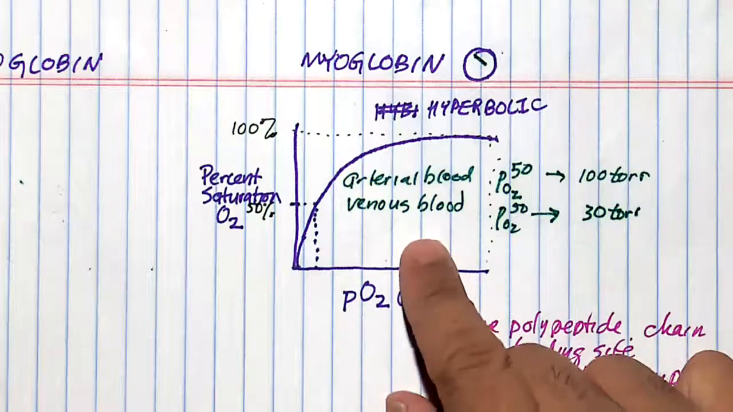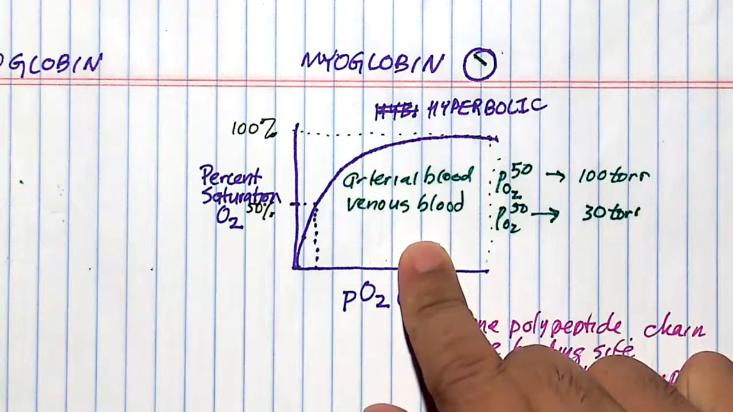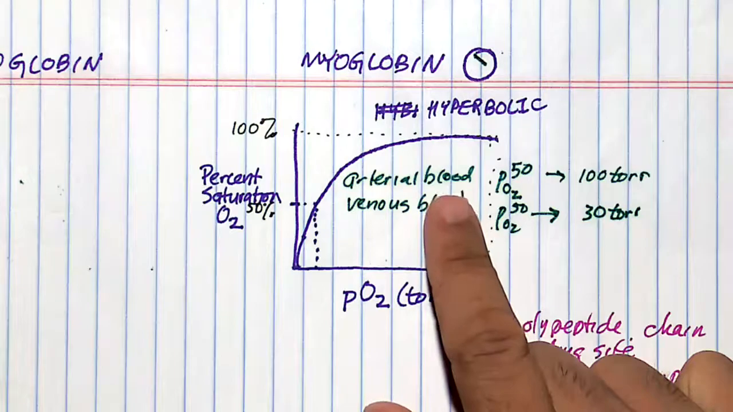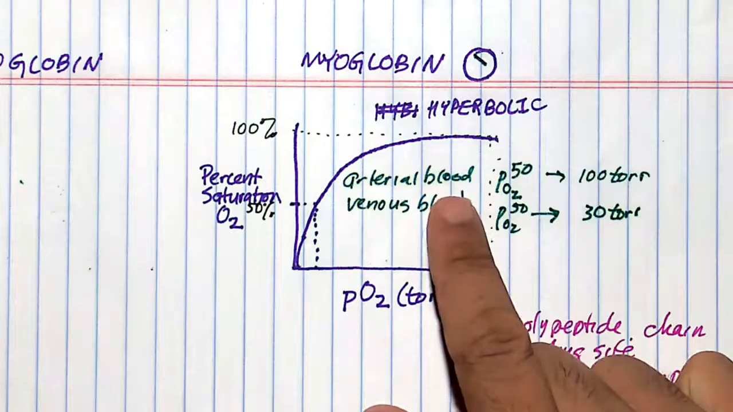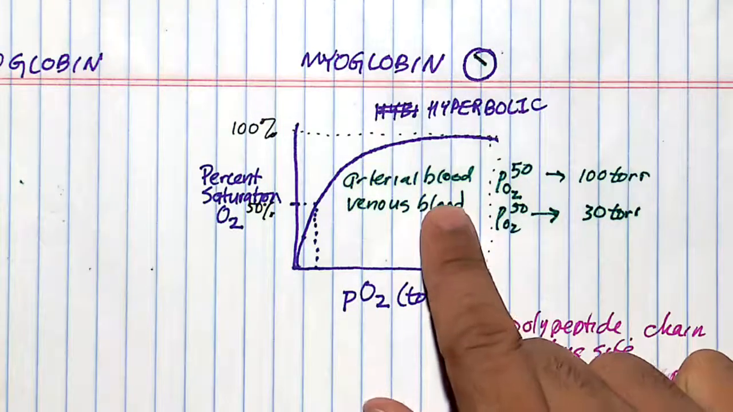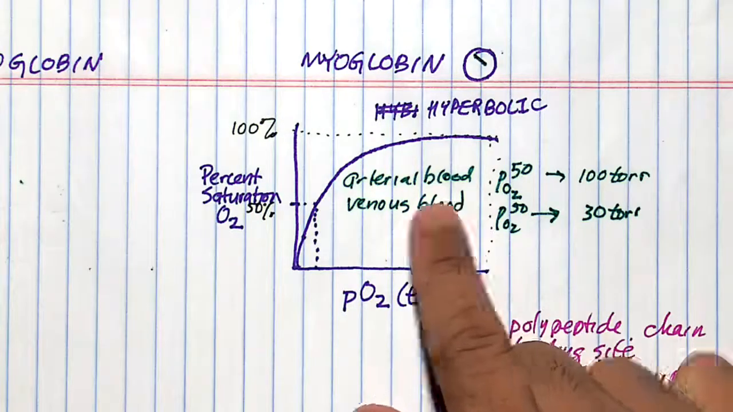By the way, venous blood is blood that passes through the peripheral vessels. Arterial blood is blood that has passed through the lungs. So this is the arterial blood that's ready to boost oxygen levels to sustain the peripheral organs.